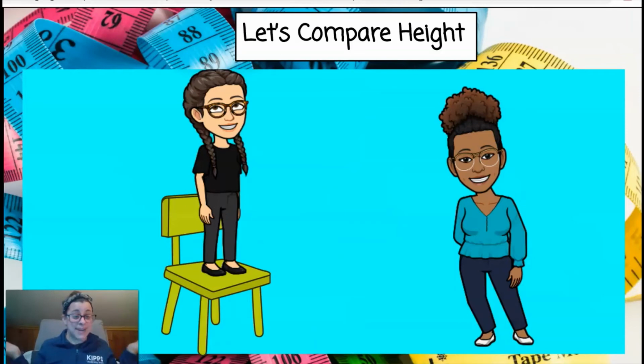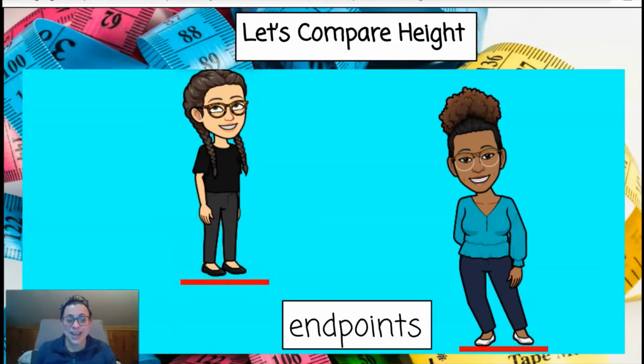Well, how about I get on top of a chair? Am I taller than Miss Norwood? Your teacher's going to pause the video and talk about, am I taller than Miss Norwood? You probably said, yes, of course, Miss Barkley-Anderson, you are taller than Miss Norwood. You're standing on a chair. Let's take the chair away. If we take the chair away, am I taller than Miss Norwood now? No. Miss Norwood is still taller than me.